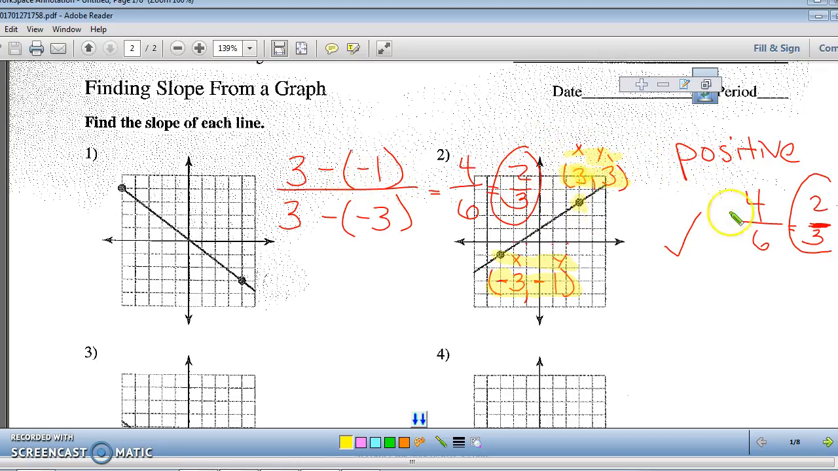From there, I took my y's, so this y, and I subtracted them. So 3 minus negative 1. Do keep, change, change. It's going to change it to 3 plus 1, which is 4. Then I took my x's. 3 minus negative 3. Keep, change, change. Makes it positive 6. And simplify.